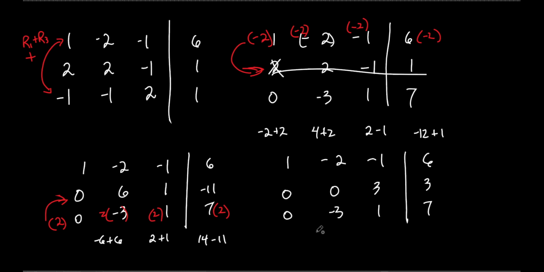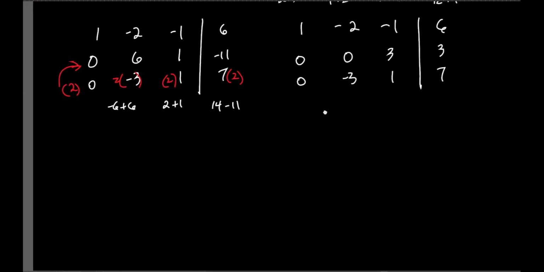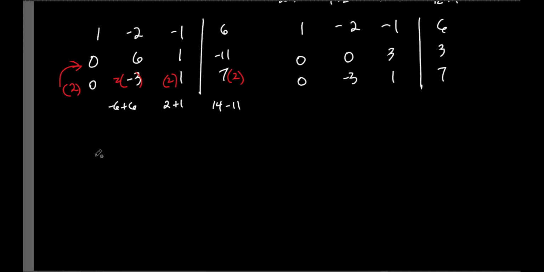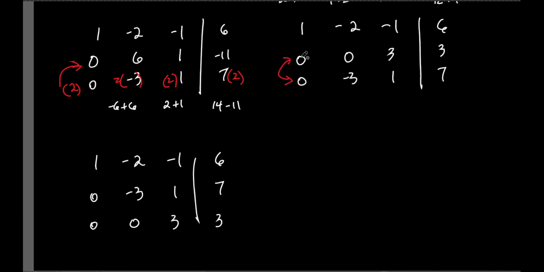So let's just change the order. It's perfectly fine to change the order of them. So let's write it a little bit nicer. So 1, negative 2, negative 1, 6. And then let's put the third row into the second row spot. So I'm going to go 0, negative 3, 1, 7. And let's take the second row, move it to the third row. So this is going to be 0, 0, 3, 3. That's all I did. Here, I'll show it in red so you can see what we did. All I did was swap these 2 rows.